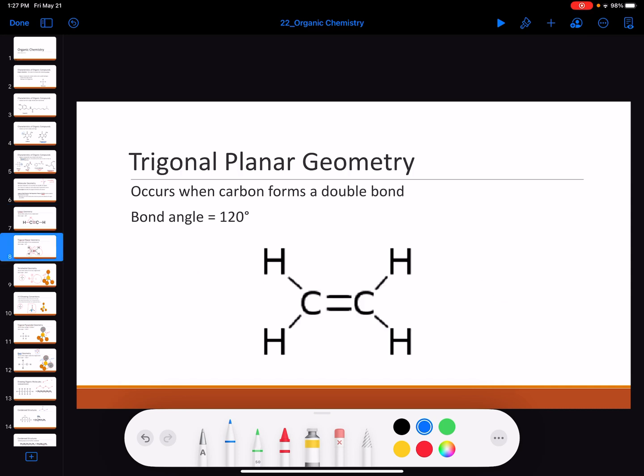What about if carbon had a double bond? In that case, carbon would be bonded to three different things, and those would try to get as far apart from each other as possible. So they'd have bond angles of approximately 120 degrees all the way around. We call that a trigonal planar geometry because it's in the plane, it's flat, and it's triangular shaped. We've got a nice little triangle shape right here.